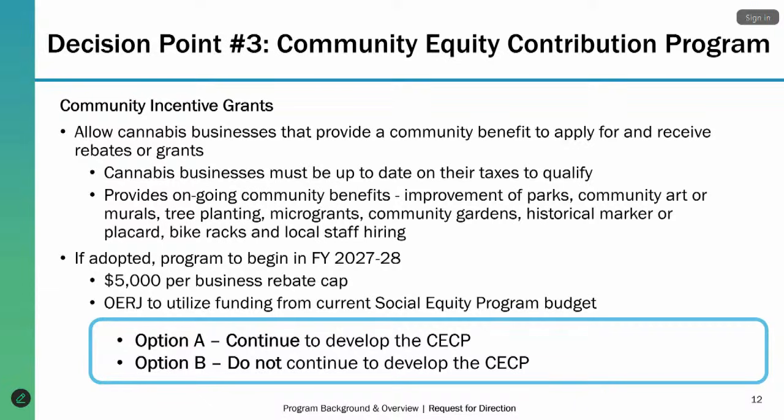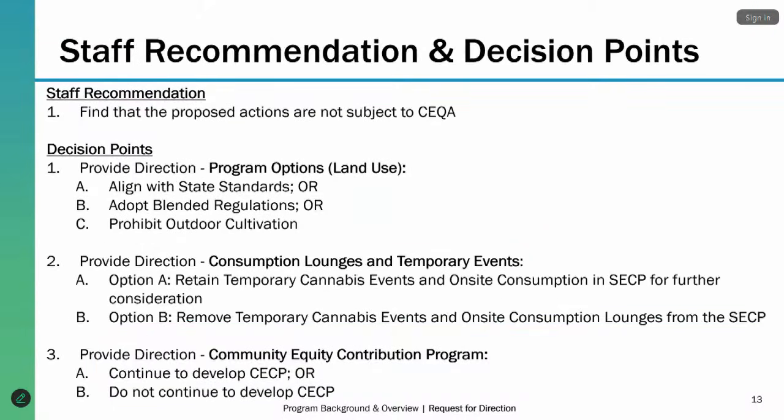If the board directs the Office of Equity and Racial Justice to continue to develop the CECP, additional programming details will be provided in the summer for board consideration, and the program will begin in fiscal year 27-28. Program funding would be from the existing social equity program budget. Staff recommends that the board find that the proposed actions are not subject to the California Environmental Quality Act, or CEQA, pursuant to Section 15061(b)(3). Any future actions will be reviewed in compliance with CEQA and presented to the board for consideration prior to approval.